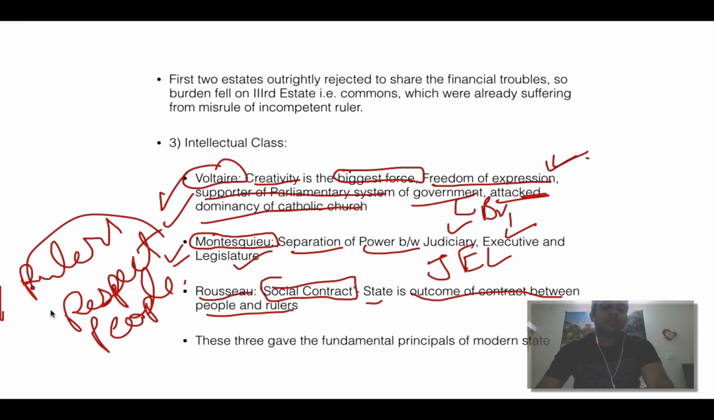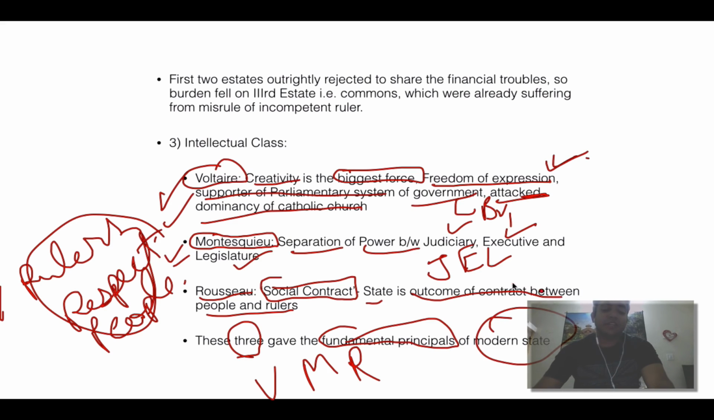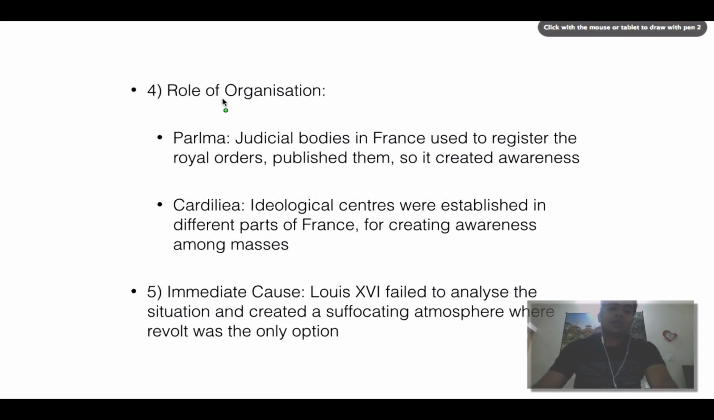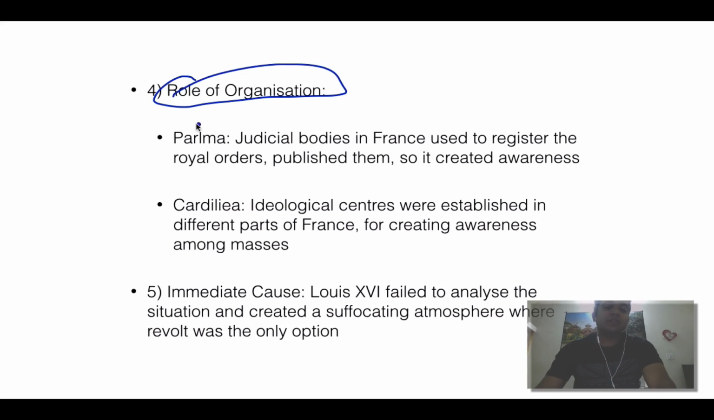Is that understood? So if it's understood, then we start. So these three individuals, that is Voltaire, Montesquieu, and Rousseau, gave the fundamental principles of the modern state. Then what is the role of organizations? There were two organizations mainly.